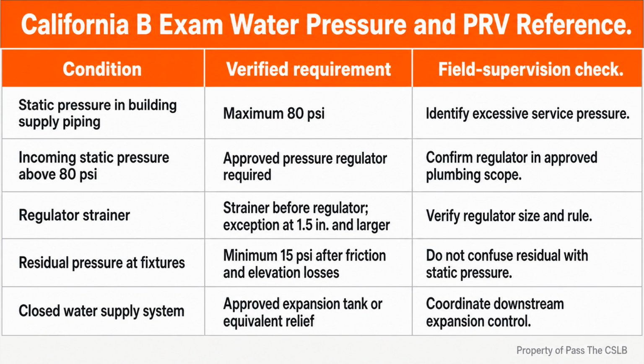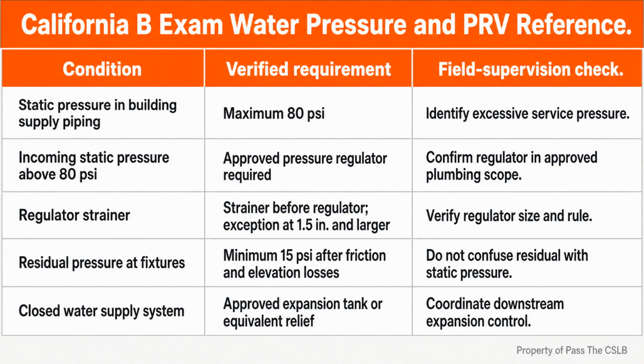I put the pressure rules side by side because the distinction is worth seeing. 80 pounds per square inch is the maximum static pressure. 15 pounds per square inch is the minimum residual pressure at fixtures. Pressure above the static limit points toward an approved regulator and the applicable strainer rule. A system that blocks reverse movement also points toward approved thermal expansion control.